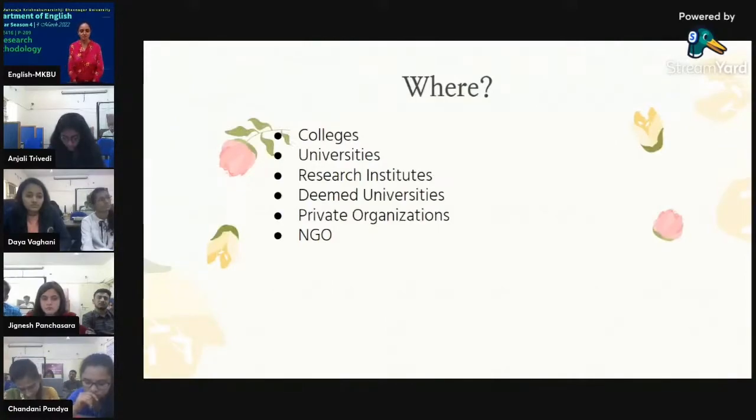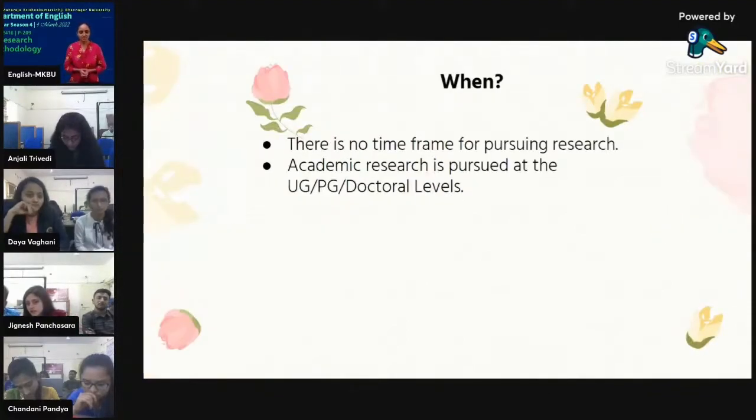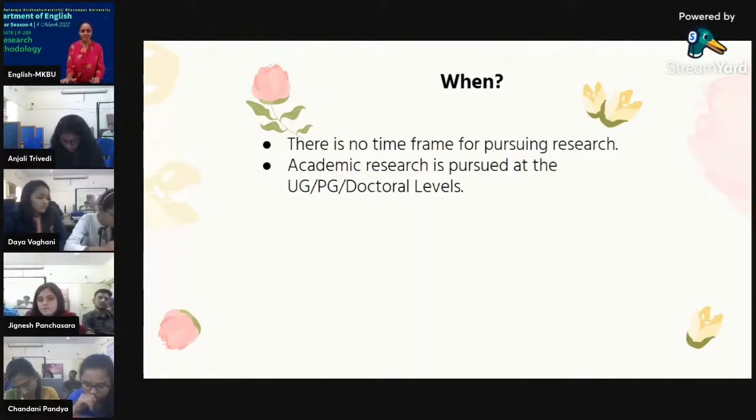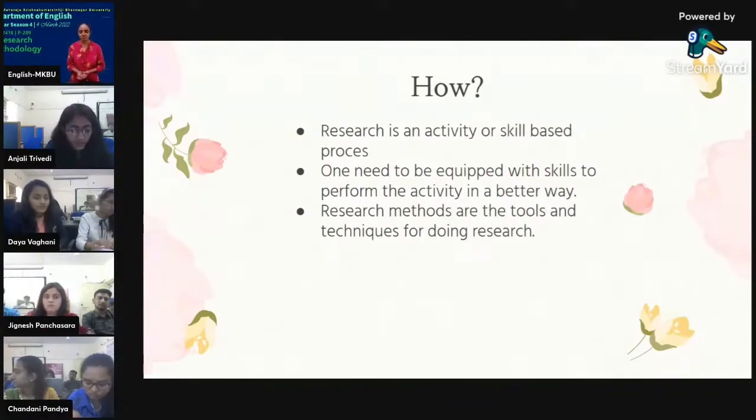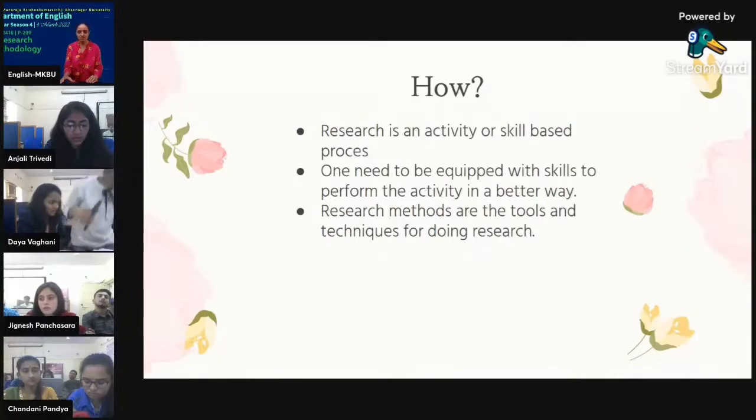Then where can the research be practiced? In colleges, universities, research institutes, and private organizations and NGOs. When can we do research? Like there is no particular age for pursuing research. It can be done at UG, PG, and doctoral levels, and at any time in life. There is no fixed time. How? Research is an activity or skill-based process. There are some basic skills like we need to have digital skills, computer skills, then data collection, and many such skills are needed for this process. One needs to be equipped with skills to perform the activity in a better way.